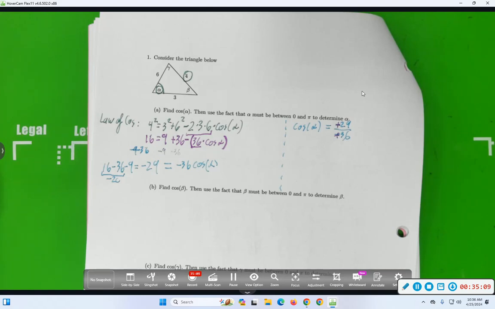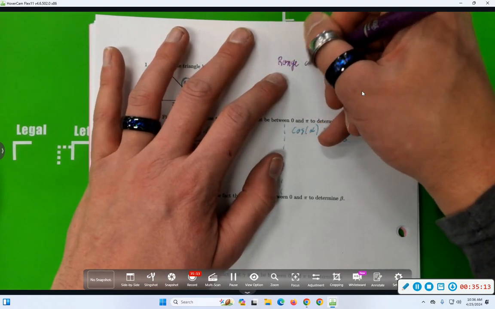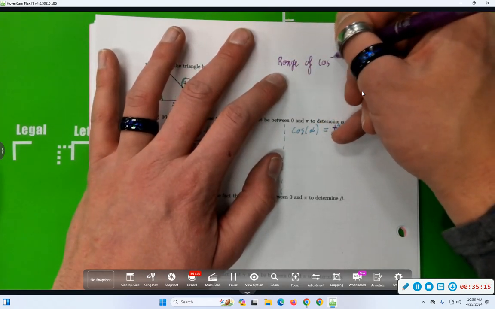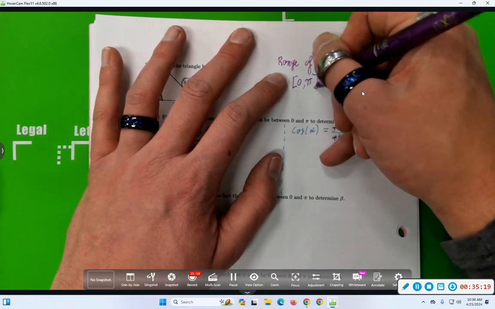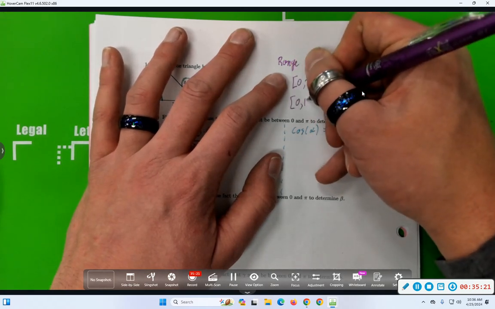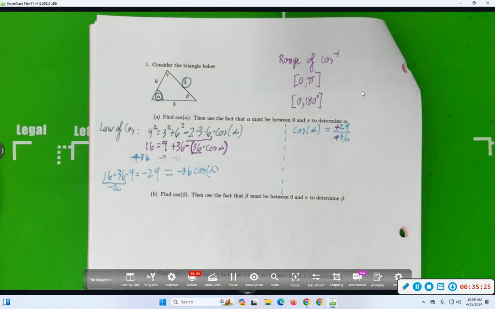Remind me, what's the range of inverse cosine? Zero to pi, or if we want to work in degrees, 0 to 180 degrees. Any angle in a triangle is in that range. So inverse cosine will find me the angle. There won't be this weirdness where it'll only find the acute option. It will find the right option.